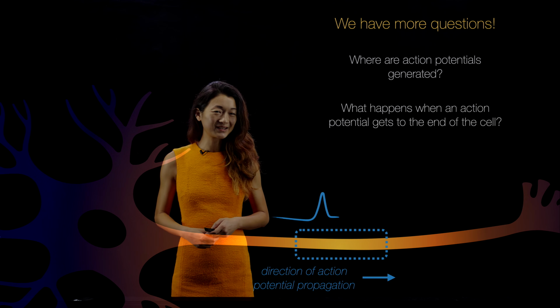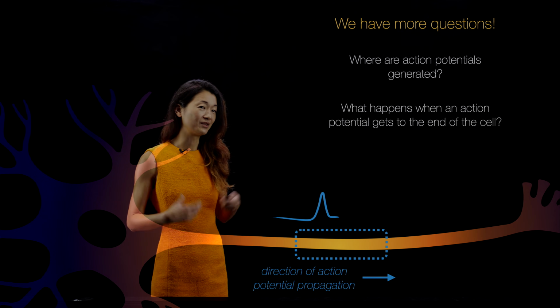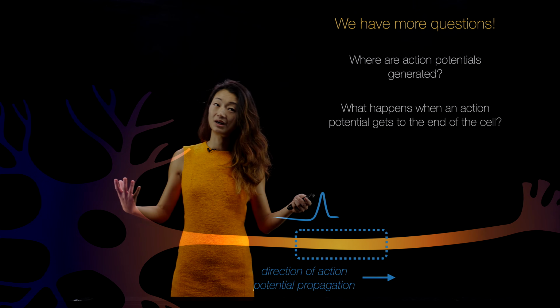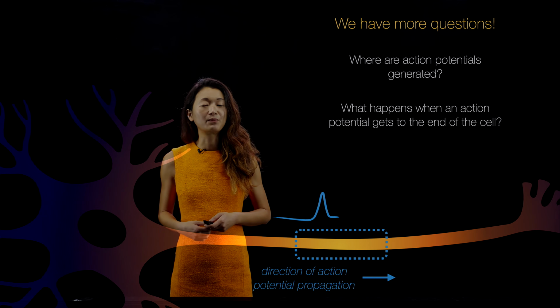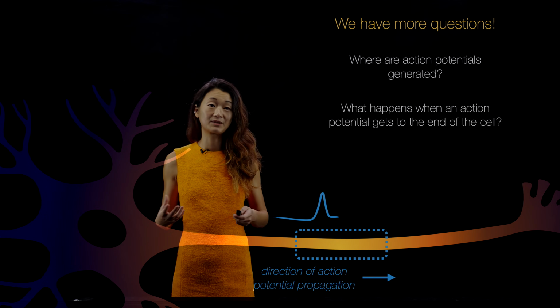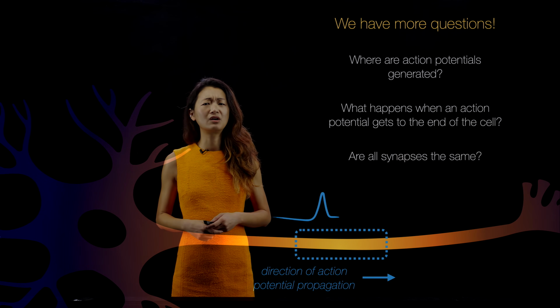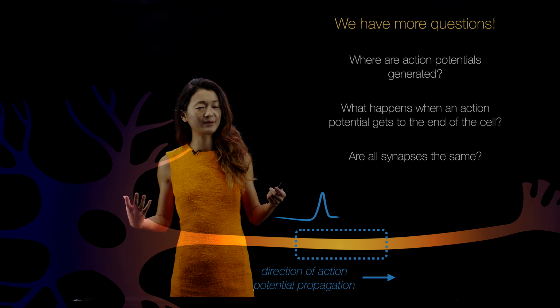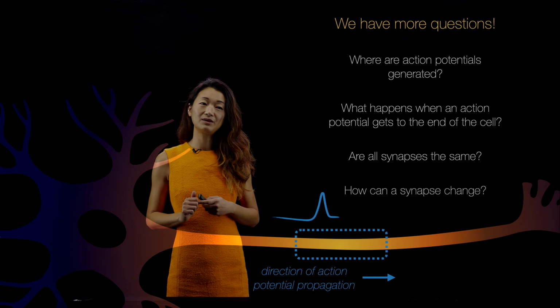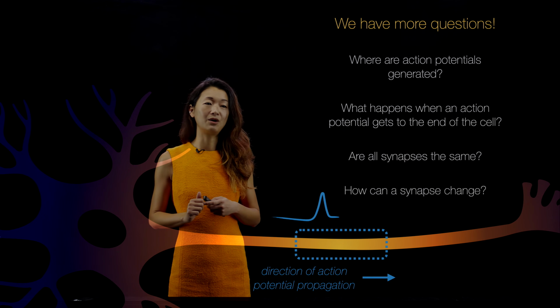So the short answer is that the cell, this neuron, is going to connect to another neuron in a set of structures that is known as the synapse. And so we're going to be talking about synapses, but then it begs the question, are all synapses the same? Are there different types of synapses? We'll learn about that. And we are going to be asking how can a synapse change?